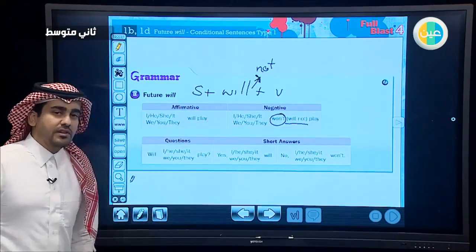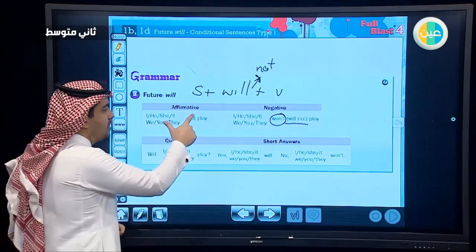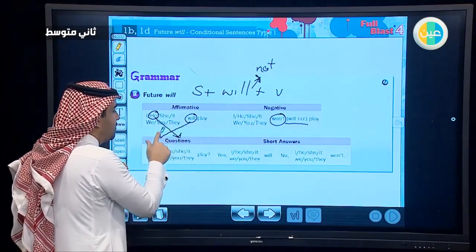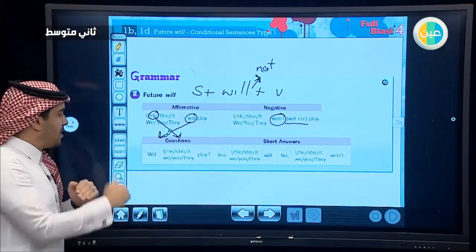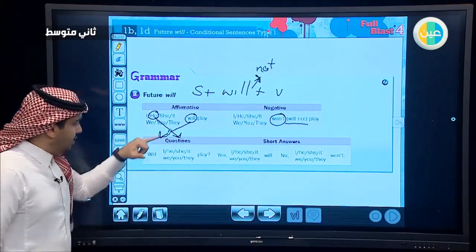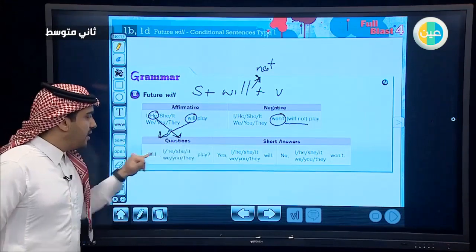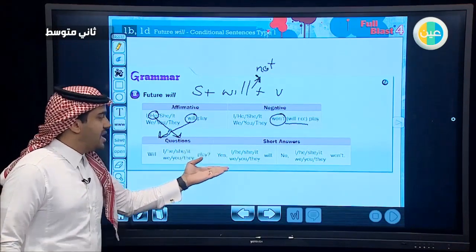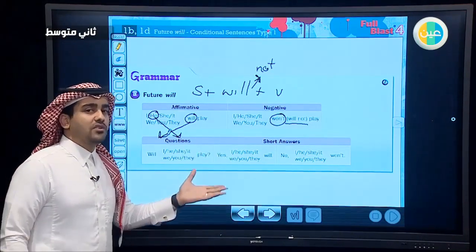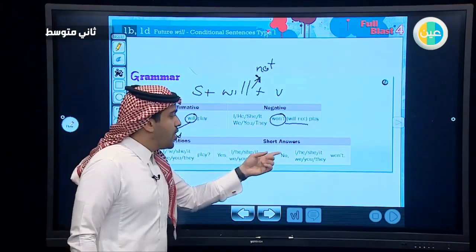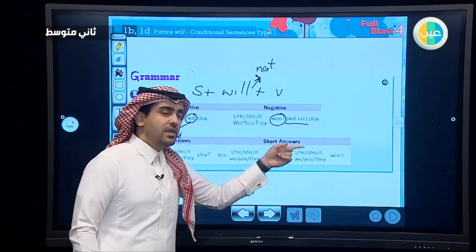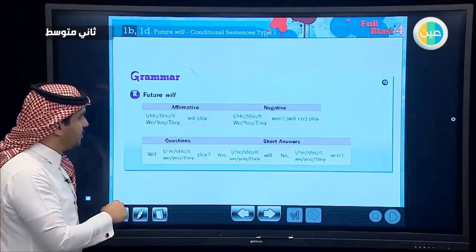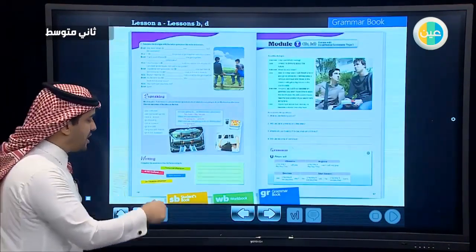The question form goes the other way around. You need to take the will and the subject and flip those and put it the other way around. So it will become like this: will, subject, verb. Will I play, will he play, will she play? That's a yes/no question. To answer the question we can say yes, I will, yes, he will, yes, she will, and so on. To answer with no, you can say no, I won't, no, she won't, no, he won't, etc. So this is the grammar rule for future will. Now let's go back to the exercise.